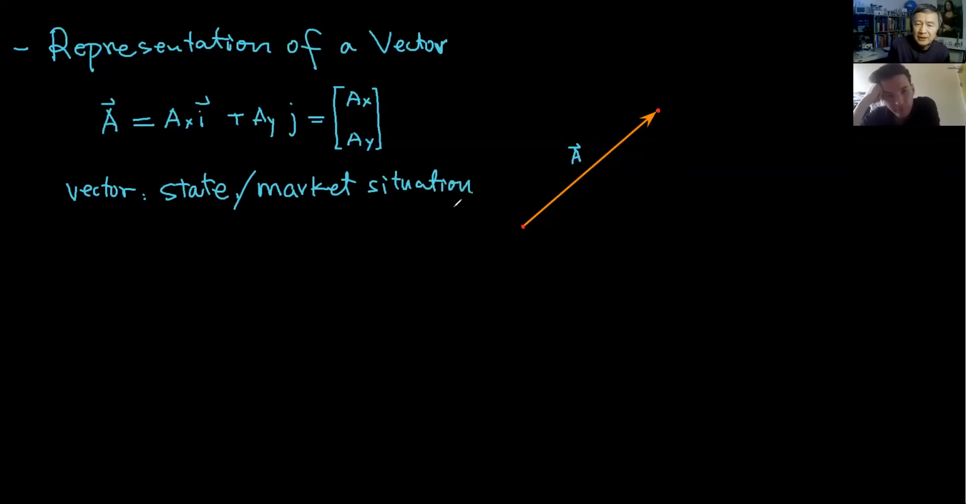That's why we study linear algebra. We're not just studying linear algebra for the sake of doing math. We actually apply this idea to solve practical problems. So the vector can be, in this case, for example, the state of motion.